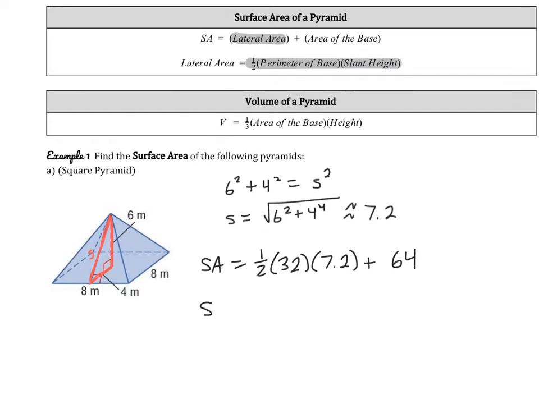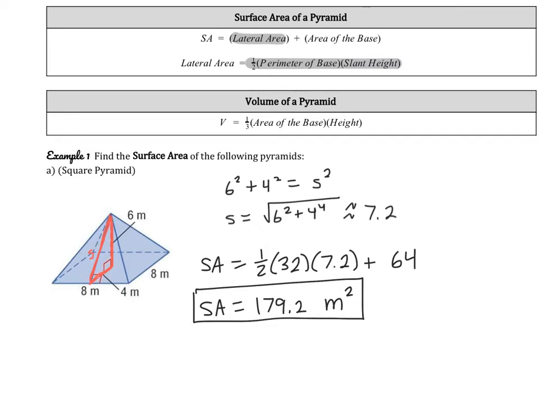So this should give us a total surface area of 179.2 meters squared. So again, here the tricky thing was noticing that we do need to find that slant height. Again, the slant height is the perpendicular height on the triangle. The overall height was here, 6, and that's from the base to the vertex in a perpendicular line.